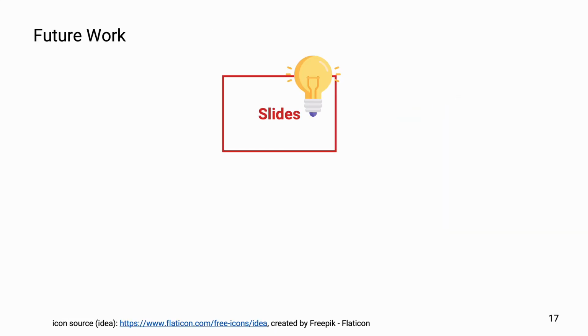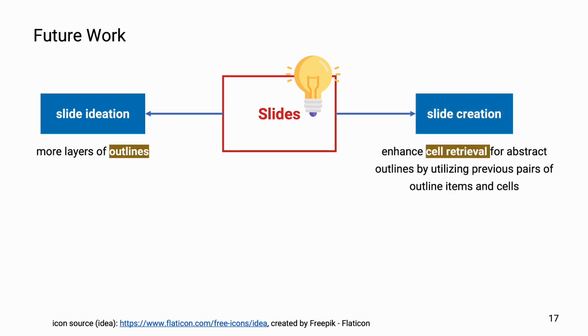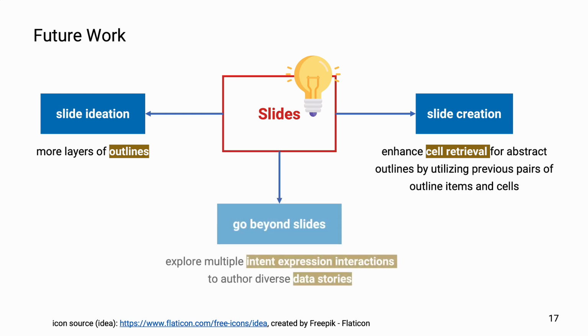From our user study, several potential future directions emerged for exploration. For slide ideation, more layers of outline could be supported. For slide creation, AI's comprehending of abstract outlines could be enhanced by utilizing previous pairs of outline items and cells. Additionally, future endeavors can extend beyond slides to explore multiple intent expression interactions, such as outline, selection, sketch, to author other types of data stories like data video, infographics.